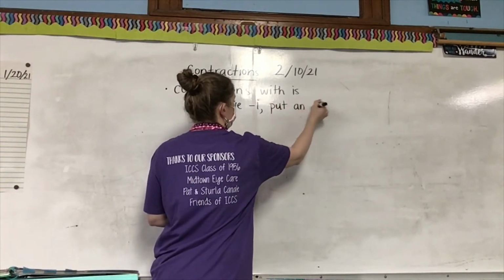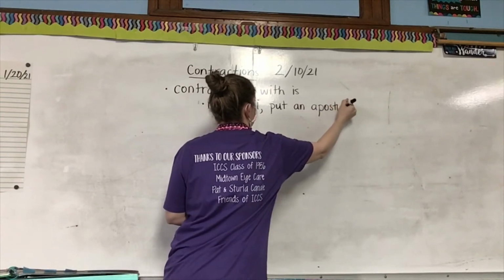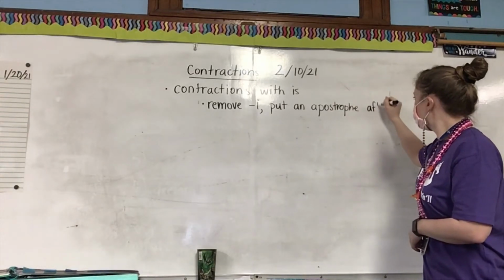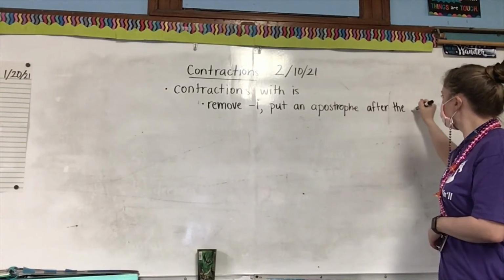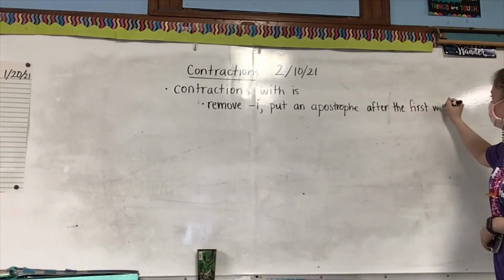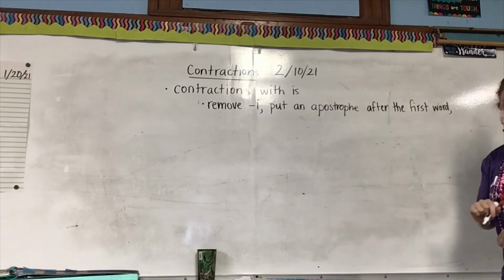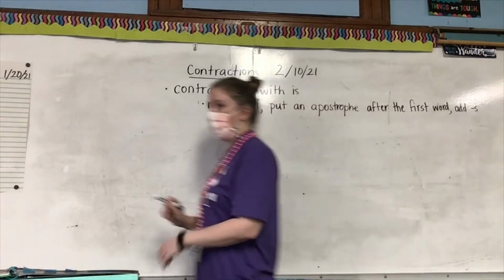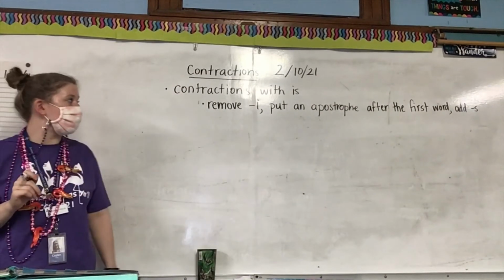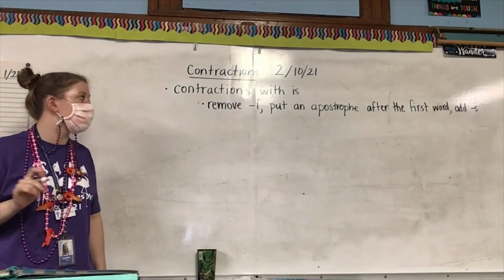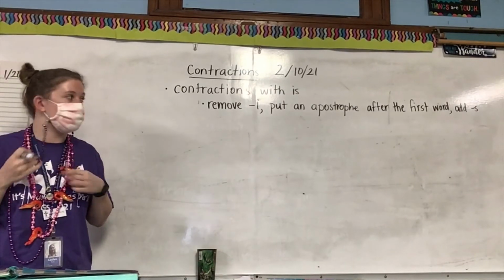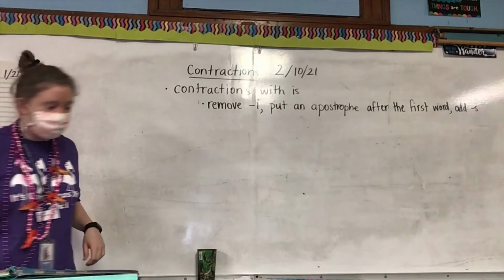Put an apostrophe after the first word. Add letter S. So, to form contractions with is, the helping verb or linking verb is, you remove the letter I from is, put an apostrophe after the first word, and then add S.